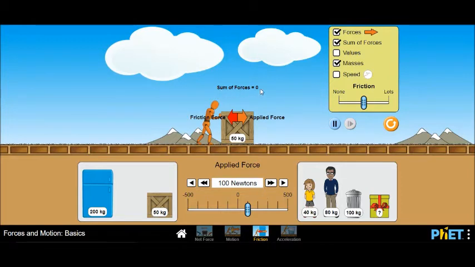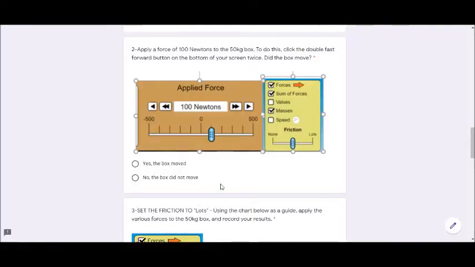And you know the sum of all forces, that equals 0. That means it's a balanced force. And remember, when forces are balanced, there's no motion. It needs to be an unbalanced force to move. We learned that, I think, in 3rd grade when we did our tug of war and other activities related to force and motion. All right, let's go back and answer that question. So it did not move. No, the box did not move.